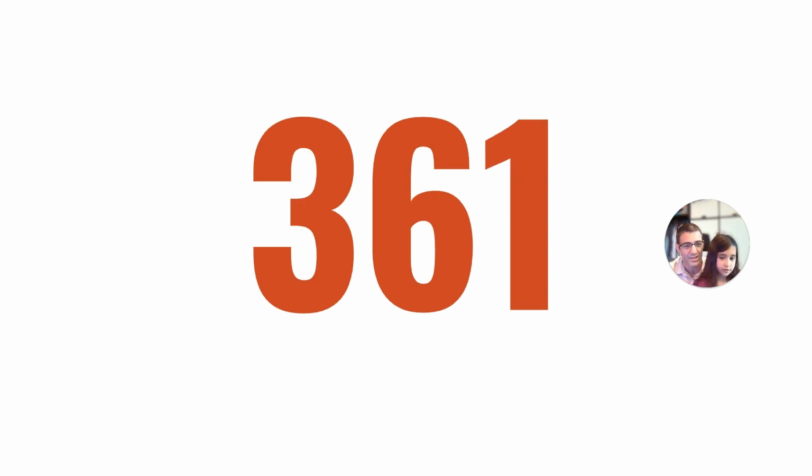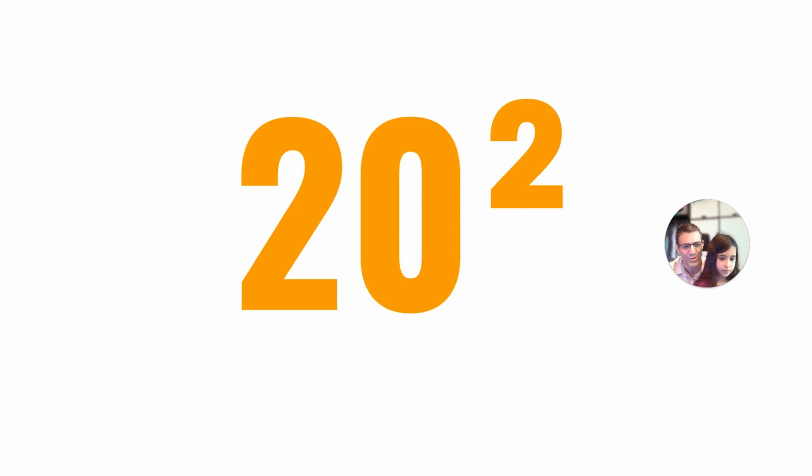16 squared is 256. Very good, Aiyana. What about 17 squared? 289. That's excellent, Aiyana. Well done. What about 18 squared? 324. 324 is the correct answer. Good job, Aiyana. What about 19 squared? 361. 361 is correct. And so 20 squared?